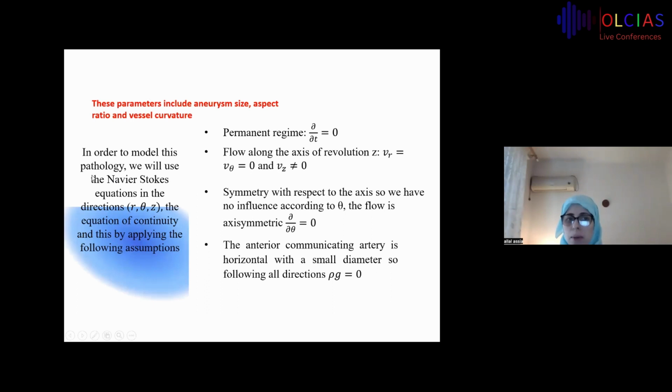In order to model this pathology, we will use the Navier-Stokes equation in the directions r, theta, and z, and the equation of continuity, by applying the following assumptions. Permanent regime, partial derivative with respect to t equals 0. Flow along the axis of revolution z, velocity v_r equals velocity v_theta equals 0, and velocity v_z not equal to 0. Symmetry with respect to the axis, so we have no influences according to theta. The flow is axisymmetric, partial derivative with respect to theta equals 0. The anterior communicating artery is horizontal with a small diameter, so in all directions, rho g equals 0.